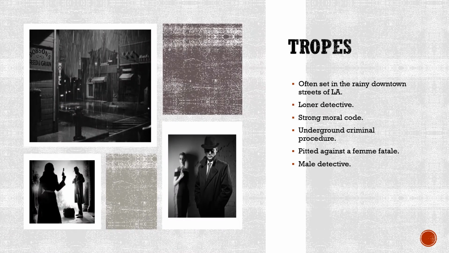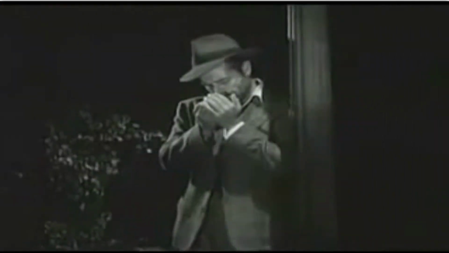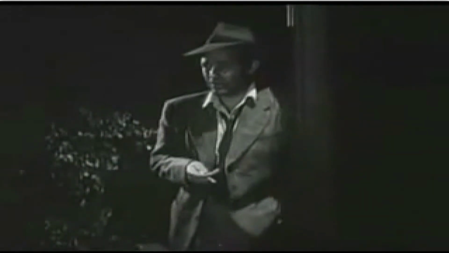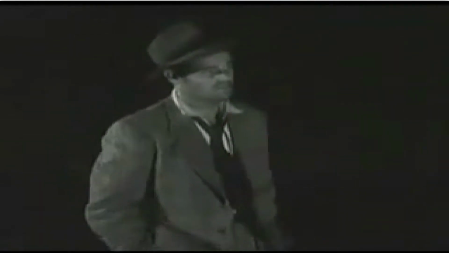Often set in the rainy downtown streets of LA, the detective lurks alone, solving crimes of exploitation, blackmail, and murder. Pitted against the femme fatale, whilst also being tempted to join the criminal procedure, the hard-boiled detective faces a wave of struggle, trying to solve the crimes at hand to fulfill his strong moral code and values. Hard-boiled crime tropes will often always depict a man as the private investigator set to solve the crime.